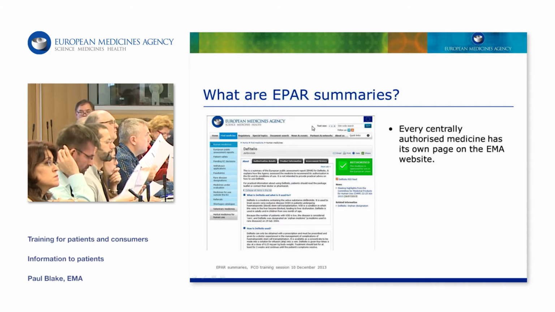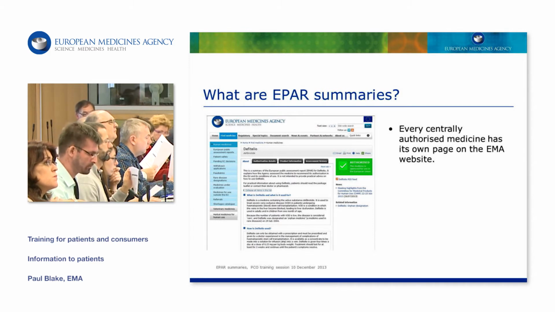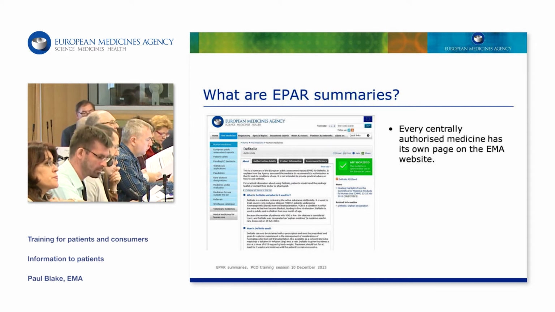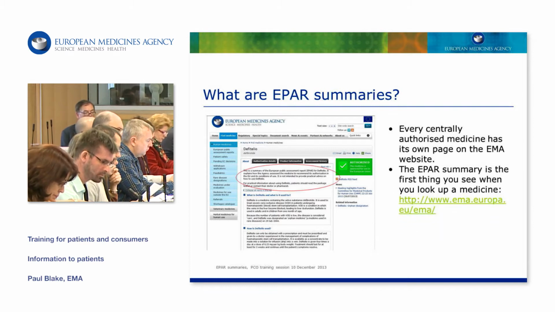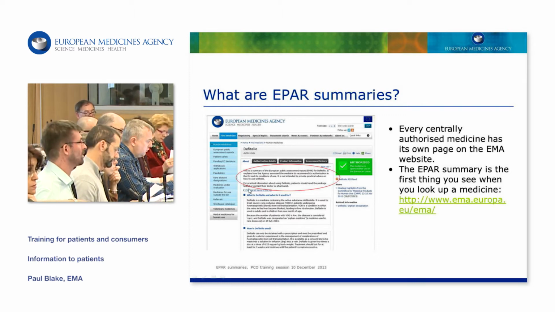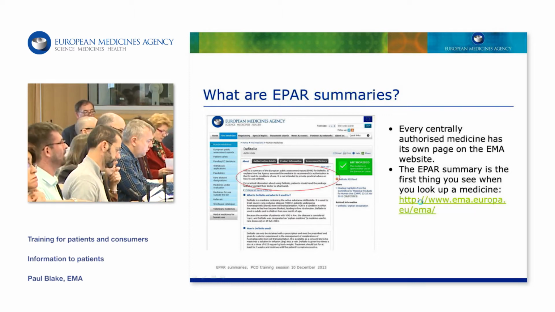Every centrally authorized medicine, and you'll have heard a lot about centrally authorized medicines so far today, has its own page on the EMA website. And an EPAR summary is the first thing you see when you go to that page. It's the thing that forms the text of that first page.